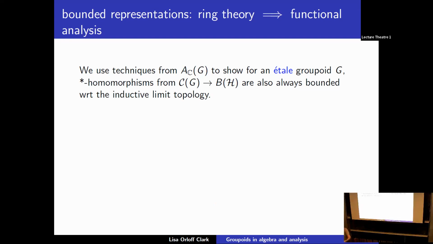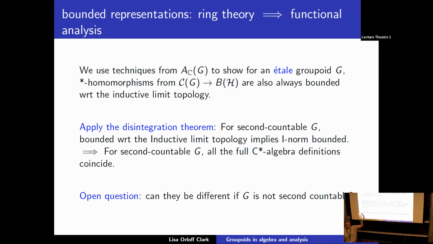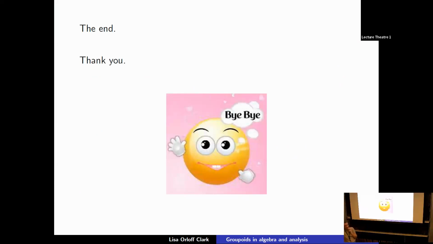And then if you're allowing second countable, you have Renault's disintegration theorem, maybe proven in this generality by Paul and Dana, Muhly and Williams, that says that if you're bounded with respect to the inductive limit topology, you're I norm bounded. And so for second countable groupoids, all these definitions we have of the full C-star algebra give you the same result because you get this same kind of boundedness. And I'll leave you with an open question. This definitely uses second countability. I don't know the preciseness of where second countable comes up in the proof of the disintegration theorem, but I wonder if that can be different if your groupoid's not second countable. So I will stop there.